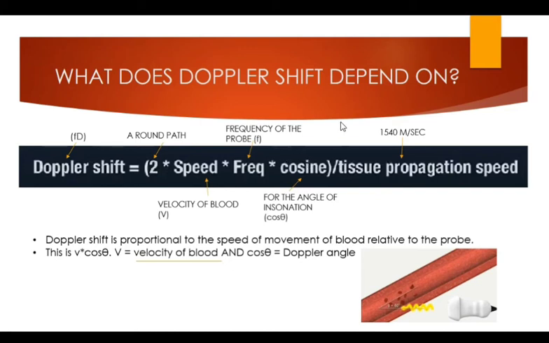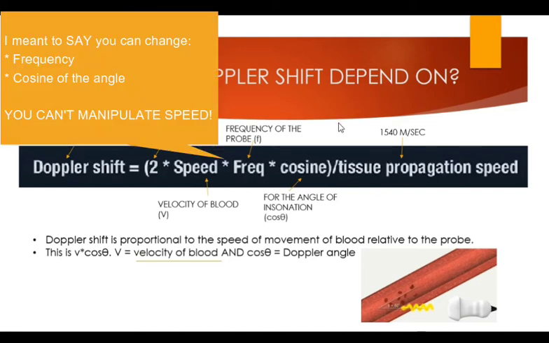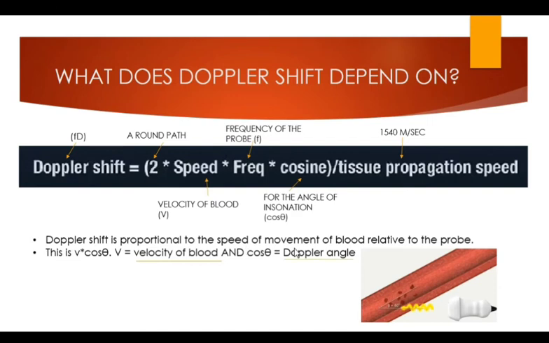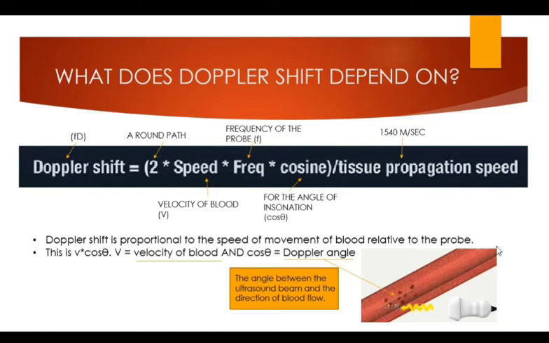Yes, we can change the angle. So you can see how speed and the cosine of the angle of inclination, you can see how we can manipulate those. We can't manipulate 2, we can't manipulate speed, we can't manipulate tissue propagation. So the only 2 things that we really can change in the role of the Doppler shift in this equation is speed and frequency. So you can see how they relate. And remember that the Doppler angle is the angle between the ultrasound beam and the direction of blood flow.